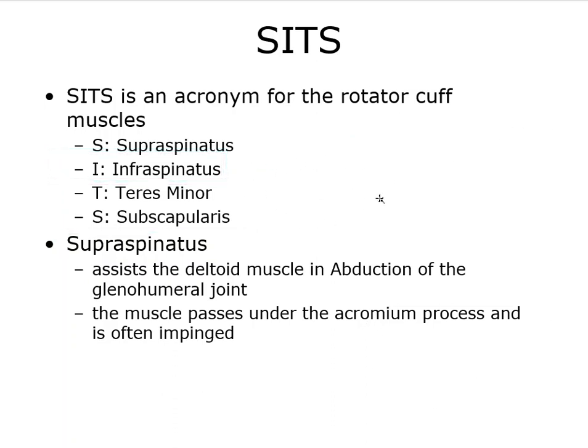Some details on these muscles: the supraspinatus assists the deltoid muscle in abduction of the GH joint, and the muscle passes under the acromion process, and that's why it's often impinged if that space becomes smaller or the muscle gets irritated and has some inflammation.